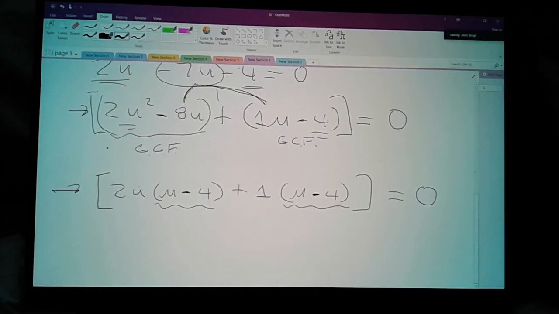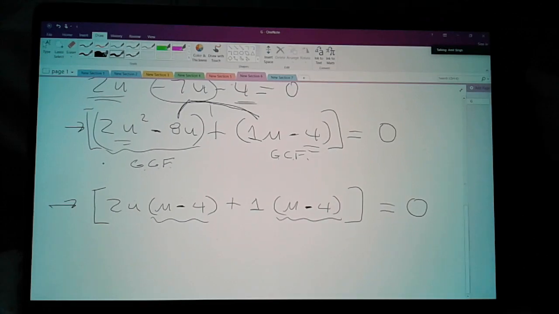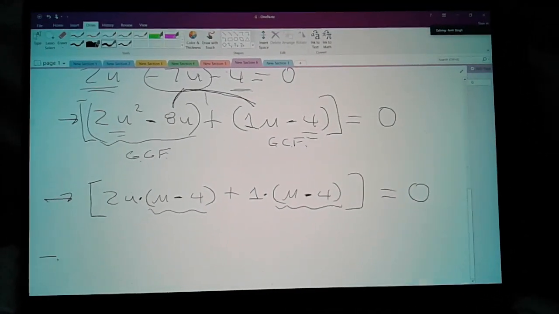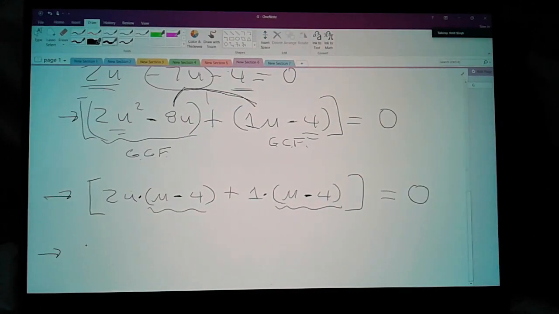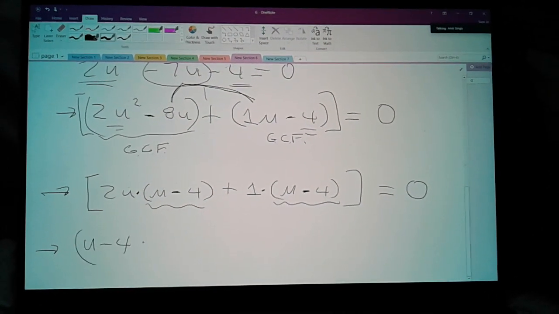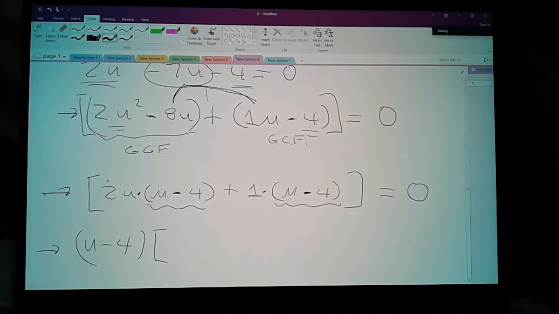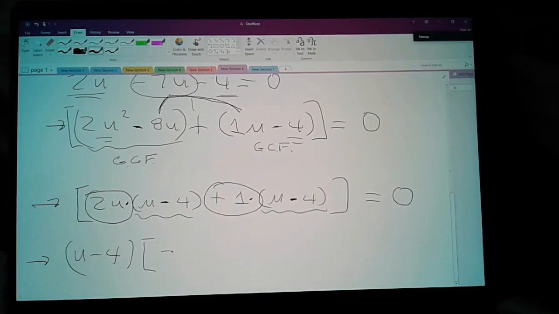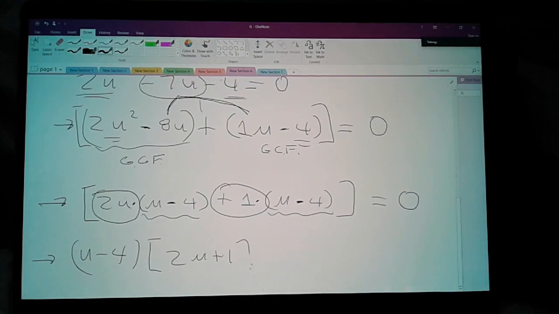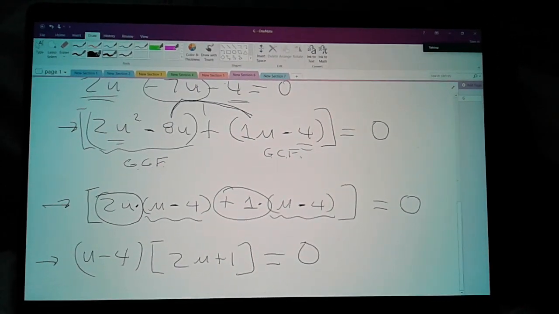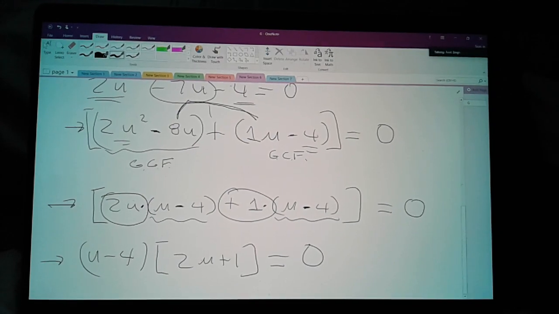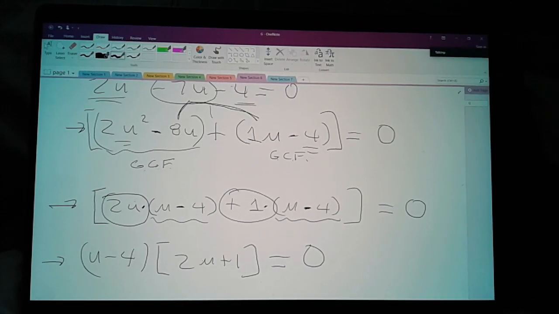So I can pull it out of the brackets completely. Since these are multiplied together, you can pull out the factor. So if I do that, it's going to give me u minus 4 times whatever is left. So 2u plus 1 is what I have left over, equals 0. So we're factoring this by grouping, basically.